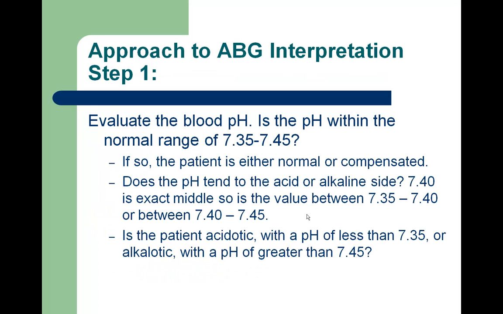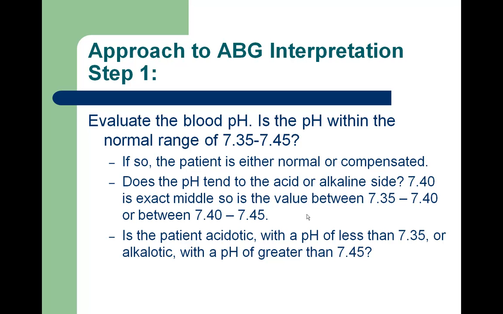All right, let's get to the crux of this, and that is ABG interpretation. You've done these before successfully in patho, so this is just going to be a brief review, and this shouldn't throw any of you for a loop. First of all, you're going to evaluate the blood pH. Is the pH within the normal range, 7.35 to 7.45? If so, it's either normal or compensated. Does the pH tend to be on the acidotic or alkalotic side? 7.4 is exactly in the middle, so is the value between 7.35 and 7.4, or between 7.4 and 7.45?